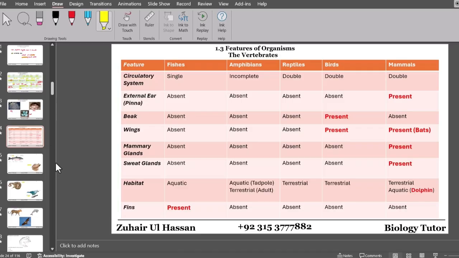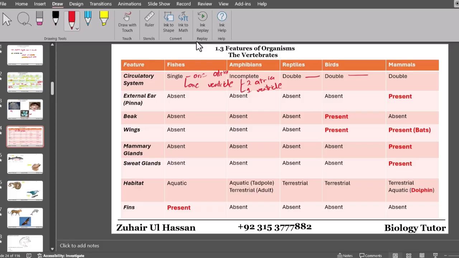Talking about the circulatory system, fishes have a single circulatory system. Single circulatory system means that they consist of only 1 atrium and only one ventricle. Such a circulatory system is known as a single circulatory system. Talking about amphibians, they have an incomplete circulatory system, and in that incomplete circulatory system there are two atria present with one ventricle only. So such a circulatory system is known as an incomplete circulatory system.